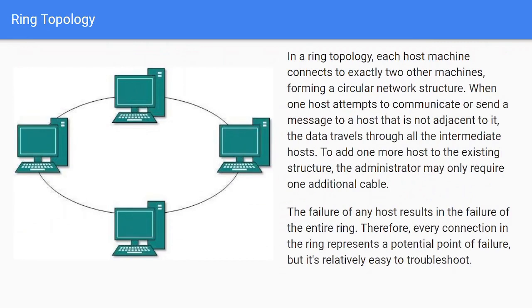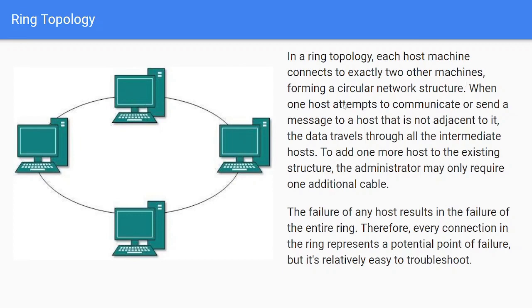So we have the ring. In ring topology, each host machine connects to exactly 2 other machines, forming a circular network structure. So A is connected to D and B connected to A and C. So basically, everything will become round.